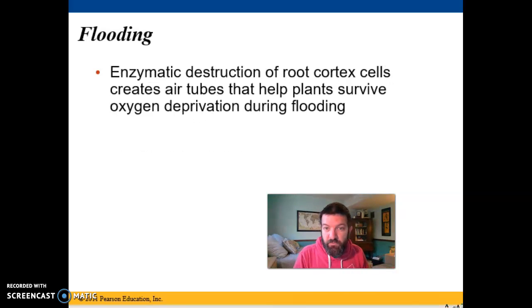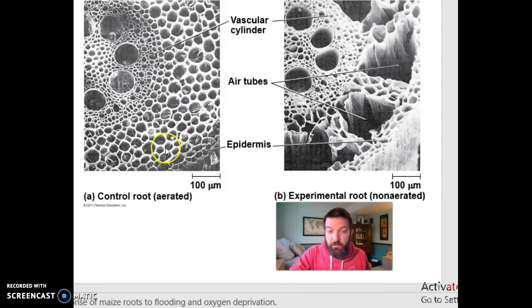Alternatively, in flooding, they may actually destroy cells in the root cortex, and that creates air tubules that can help plants survive when they have oxygen deprivation, which is a big risk during flooding, because again, plant roots aren't producing oxygen through photosynthesis, but they still need to undergo cellular respiration. They need oxygen, and so they can drown. And here's a look at a typical root that you would see in aerated soil. And in experimental non-aerated soil, you can see these giant tubes that were formed by destroying some of these cells.